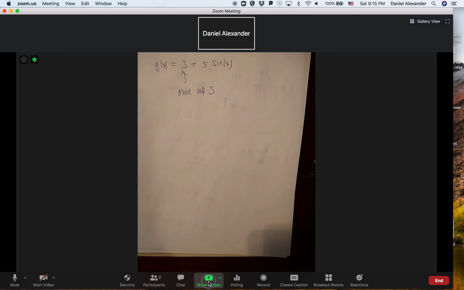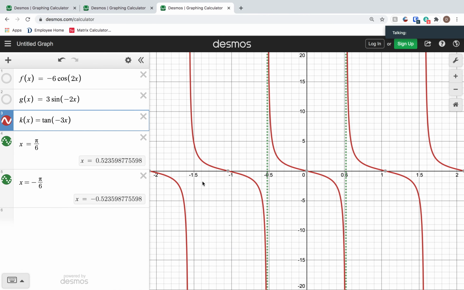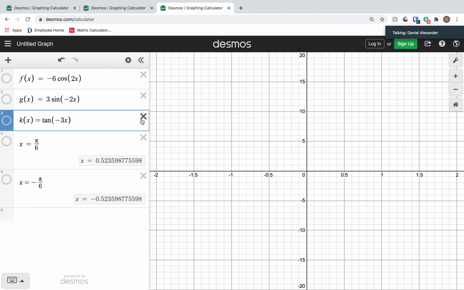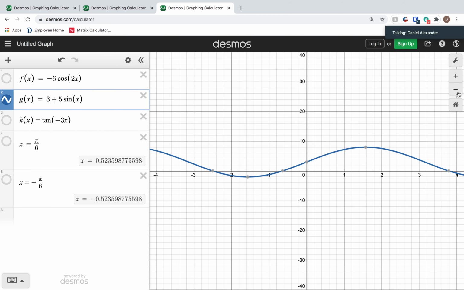I'm going to go to Desmos just because it's a little bit simpler. Okay, let's turn off these. I think we're done with the tangent, so I'll keep those on. So we're going to look at the graph of, I said it was 3 plus 5 sine x. Okay, let's turn it on. Let's see what it looks like. We want to zoom out just a little bit.